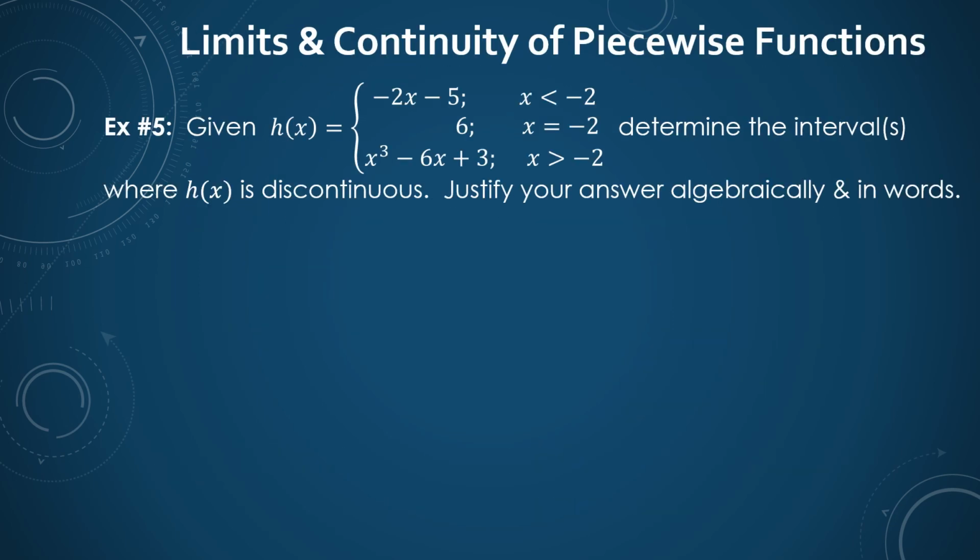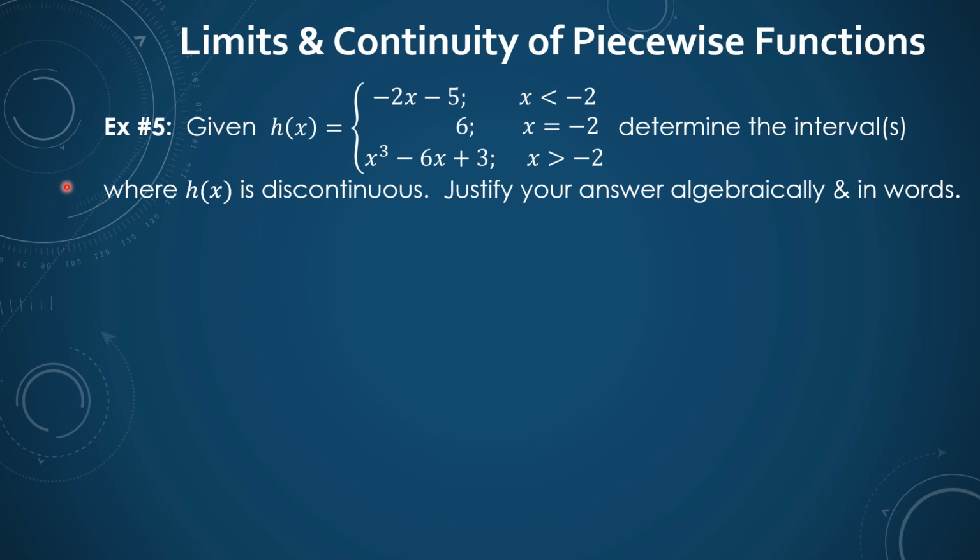All right, we've got just a few more and then we're done. Some piecewise functions. So number 5, h of x has 3 different parts to this function. Negative 2x minus 5 when x is less than negative 2, 6 when x equals negative 2, and x cubed minus 6x plus 3 when x is greater than negative 2. By all means, gang, type this in Desmos, rough sketch it yourself, and figure out what the graph is going to look like to help you.